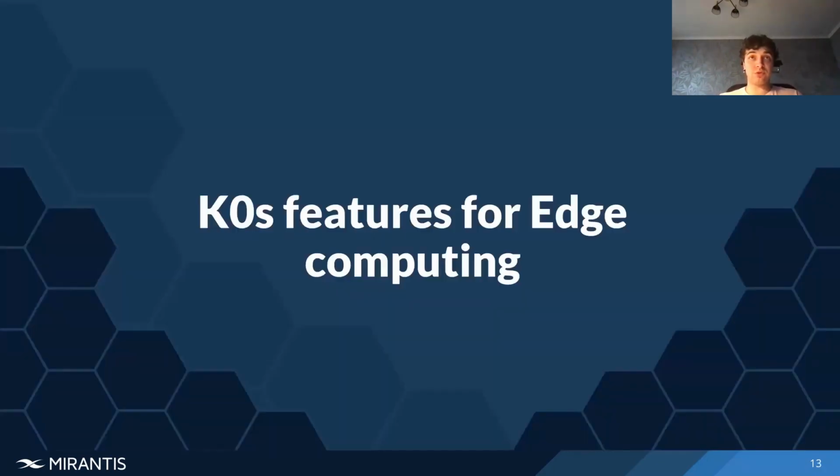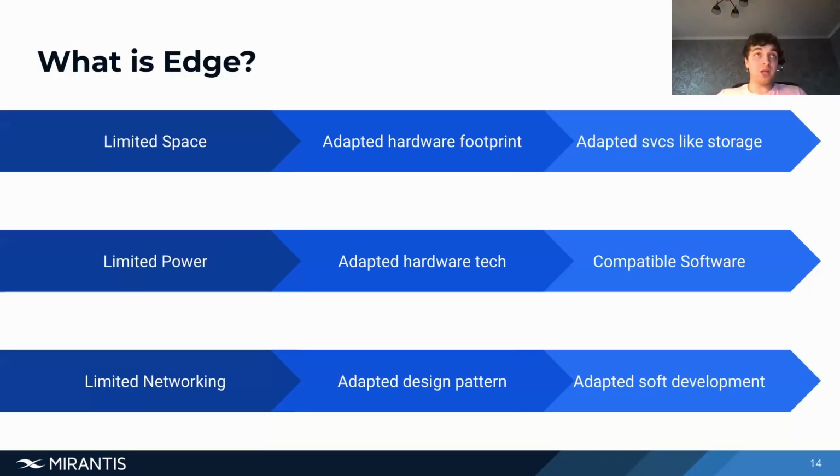So now let's move to the features that k0s has for edge computing. But first, let's talk a bit about what edge computing is. It is a paradigm which refers to a range of networks and devices at or near the user. Edge is about processing data closer to where it's being generated, and enabling processing at greater speeds and volumes, which leads to greater action-led results in real time.